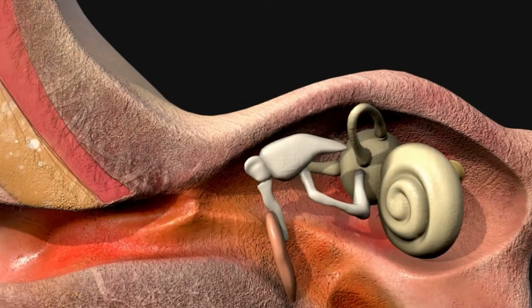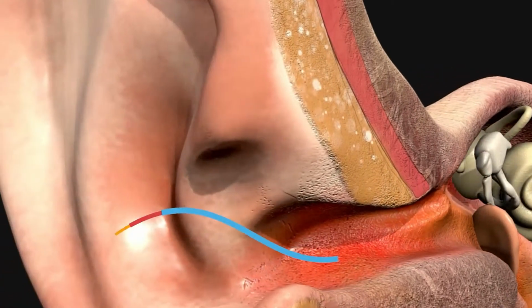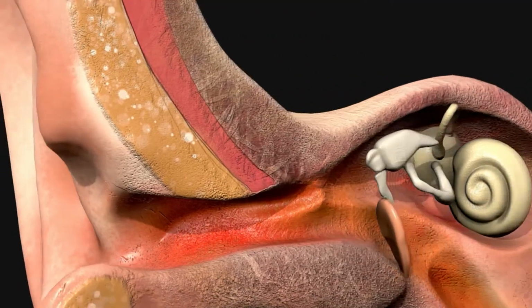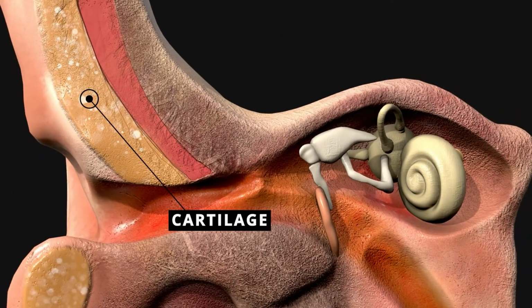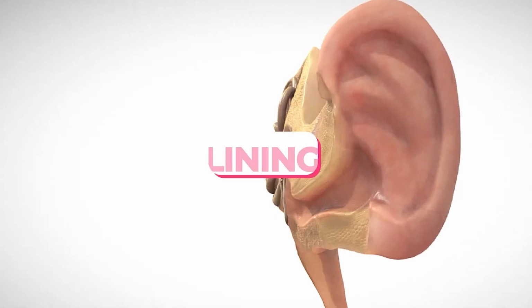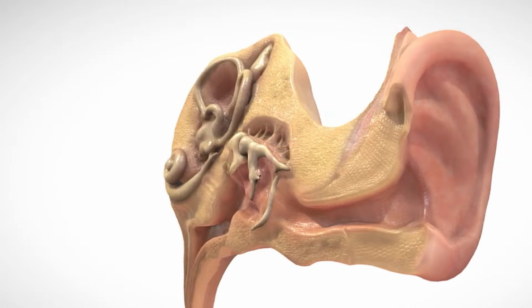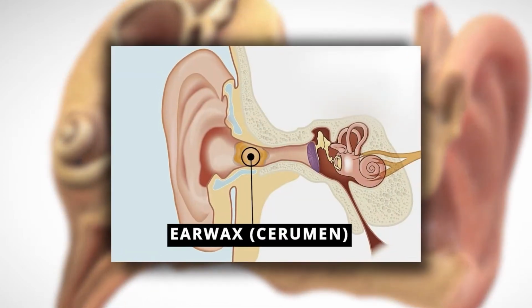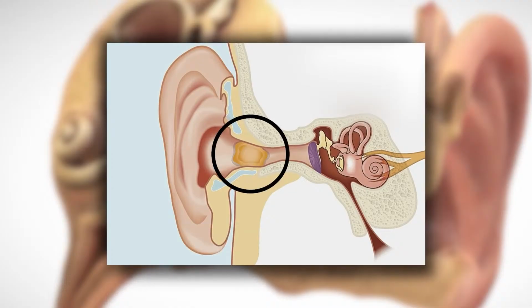It is slightly curved in shape, which helps protect the eardrum by preventing direct entry of foreign objects. The outer third of the canal is made of cartilage, similar to the pinna, while the inner two-thirds consist of bone. The bony part is surrounded by a thin layer of skin. Lining. The skin lining the ear canal contains hair follicles and glands that produce earwax, cerumen. This wax plays several important roles in ear health.